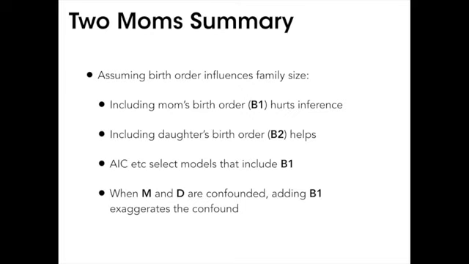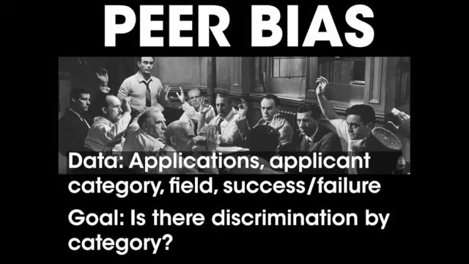AIC doesn't fix this model. AIC loves the thing that makes the analysis worse, which is B1. Again, we only know it's worse because we know the generative model of the data because we wrote it. And when you add M and D, when they're confounded, B1 really exaggerates the confound. This is something I'll talk about in the next part of the workshop today, a special statistical phenomenon that exaggerates confounds. But you don't have to understand that now. I just want to set the stage here.